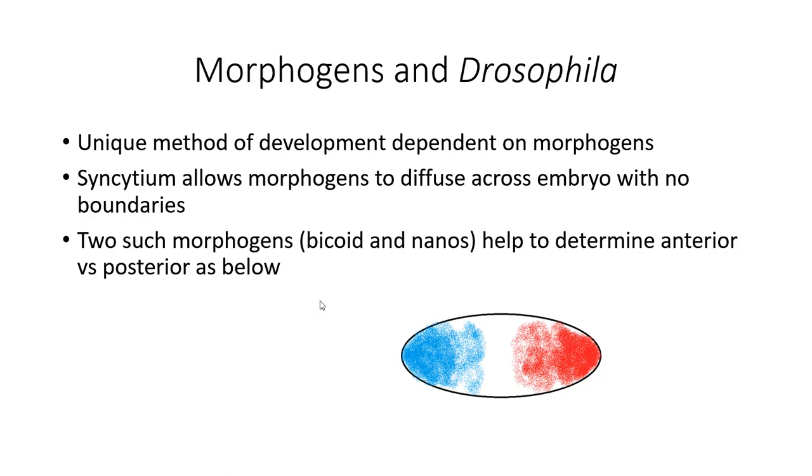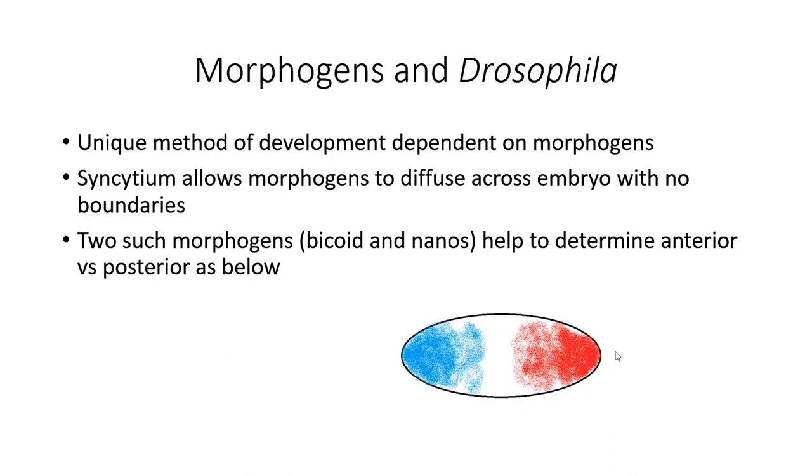So the two in this example are bicoid and nanos. Bicoid represented by blue at the anterior and nanos by the red in the posterior. We do actually have an entire video devoted to anterior-posterior patterning in Drosophila, where we go over not only these two morphogens, but many others that are involved in this process. But for simplicity's sake, and to get the point across about concentration, we'll just look at these two.